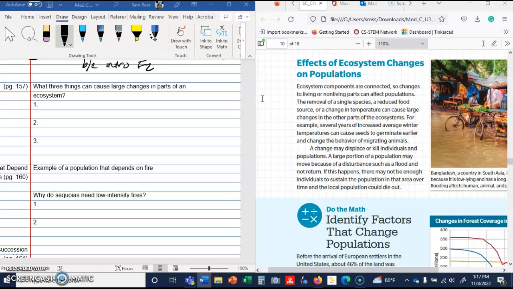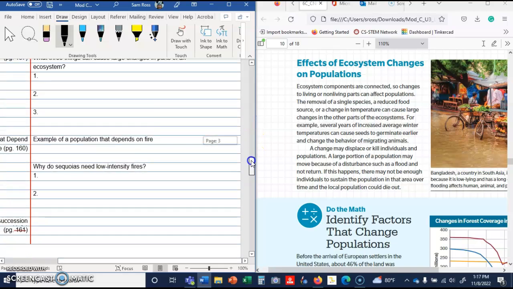Here we go. The removal of a single species, 1, a reduced food source, 2, or a change in temperature, 3, can cause large changes in other parts of the ecosystem. So that's all 3 of those.